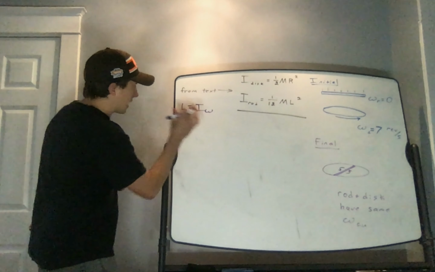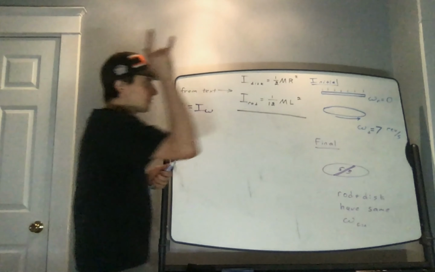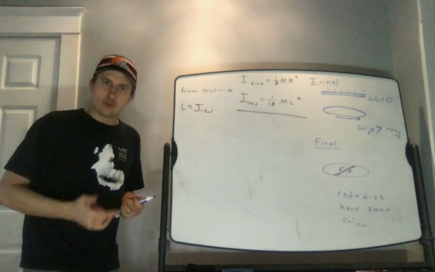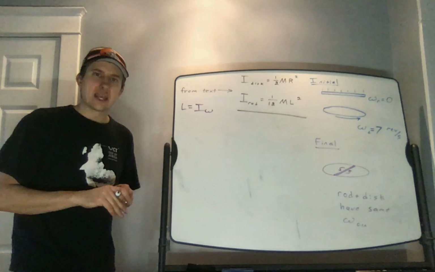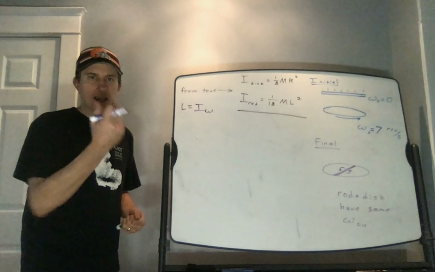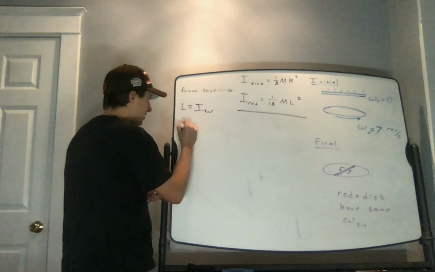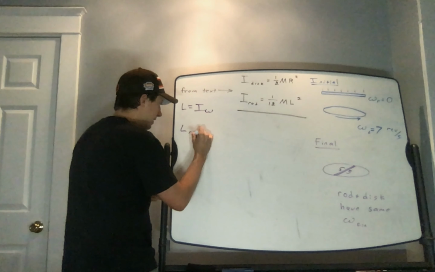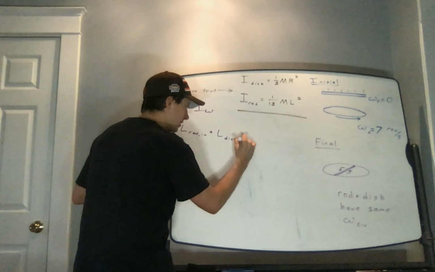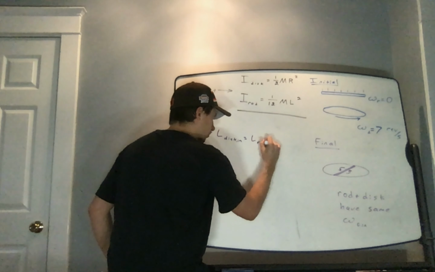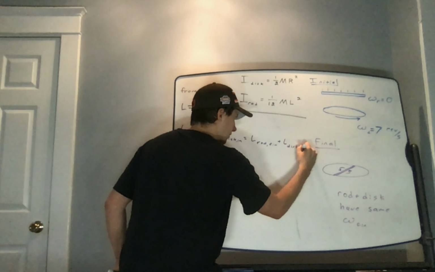So now I could write out the conservation of angular momentum. The total angular momentum of every object before the collision is equal to the total angular momentum of every object in the system after the collision. Here I have two objects in my system. I have a disc and a rod. So I will add their angular momentums together. So I could write that as the angular momentum of the rod initial plus the angular momentum of the disc initial equals the angular momentum of the rod final plus the angular momentum of the disc final.